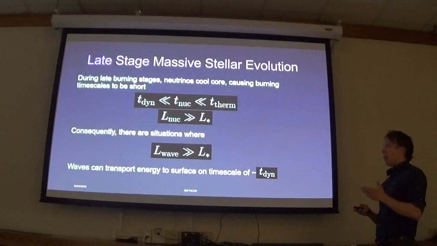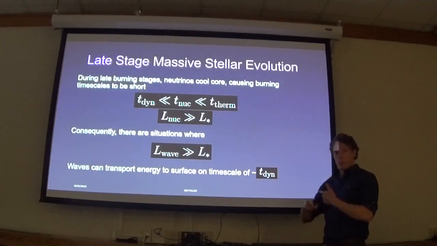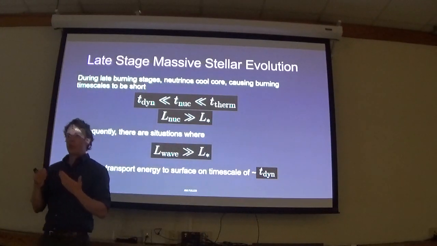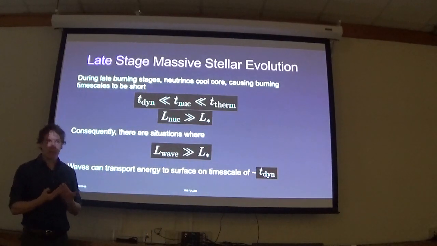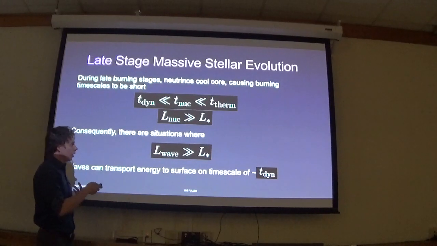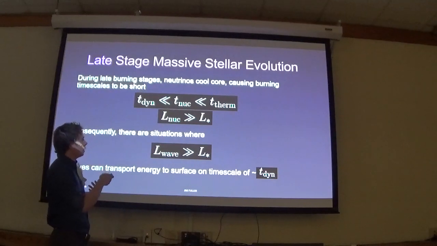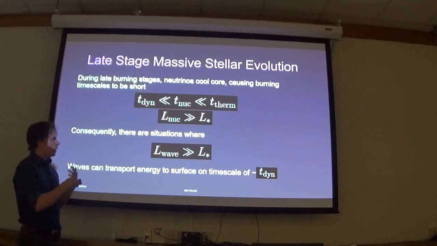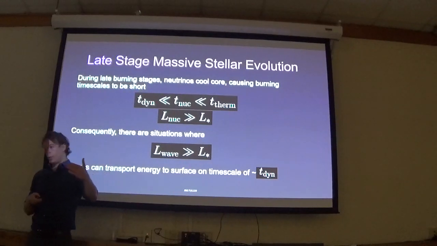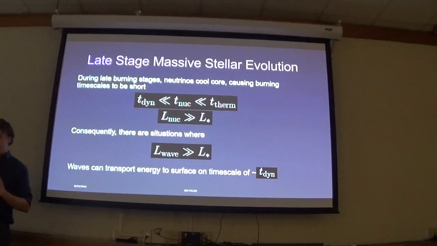But at the end of a massive star's life, we get this interesting inversion of timescales. What happens is the core becomes neutrino-cooled at the end of a massive star's life. That means the core is basically evolving on a neutrino-cooling timescale. And so the nuclear burning timescale becomes orders of magnitude shorter than the thermal timescale of the envelope of the star. So it's basically evolving at its own rate.